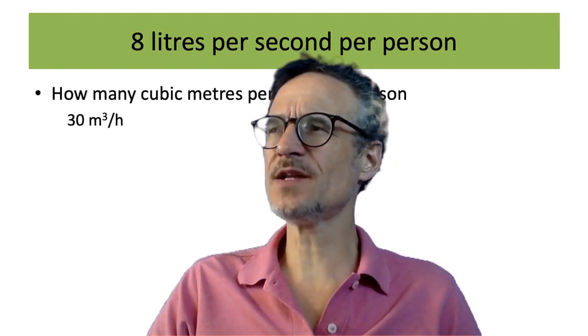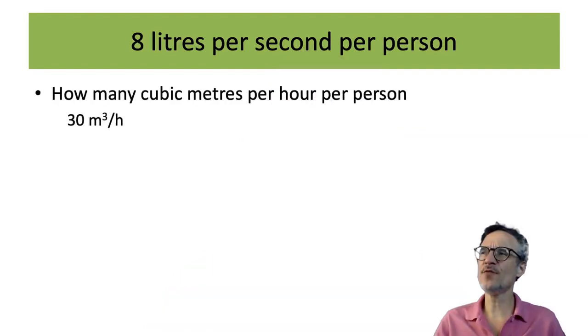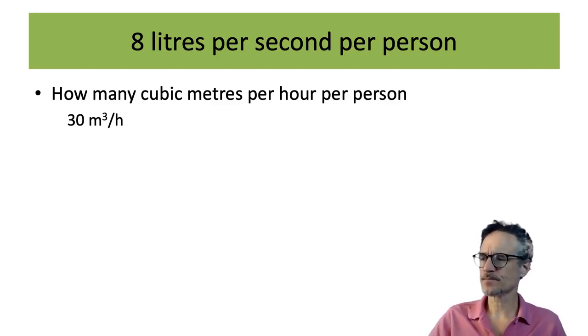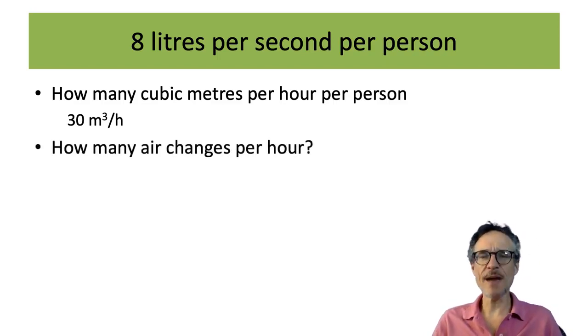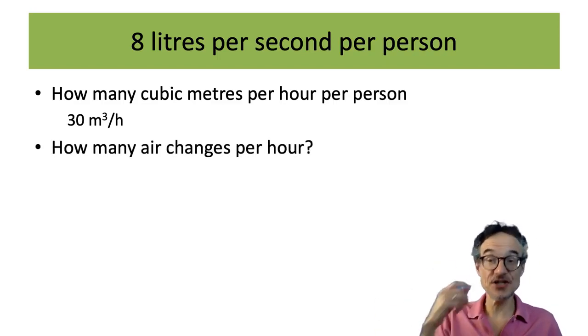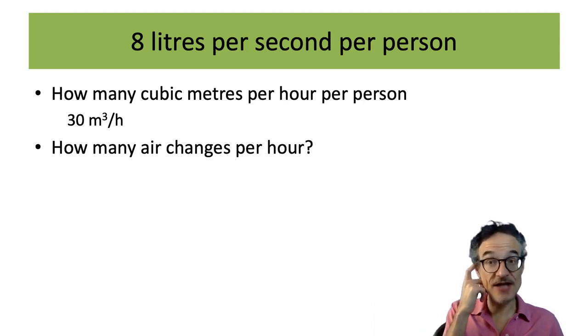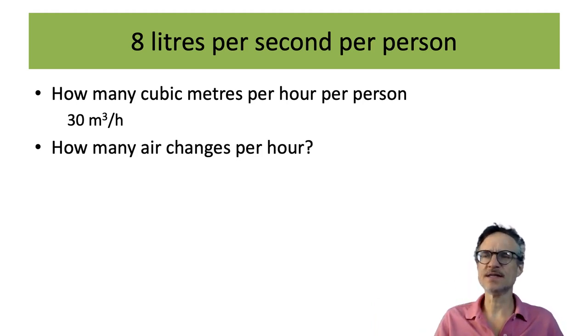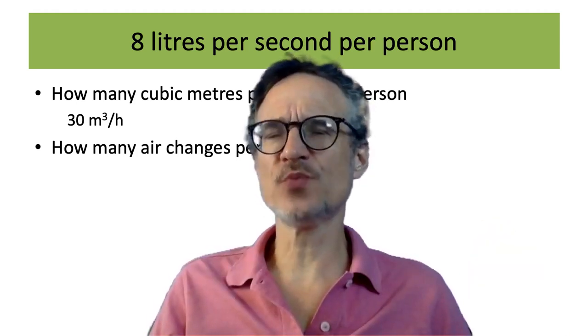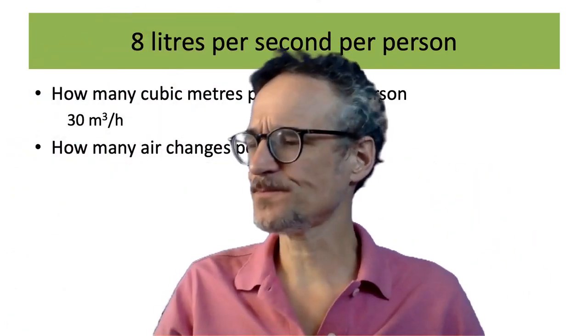What does that mean in terms of the house? So if we look at a house, that's 30 cubic meters per person per hour. We usually measure ventilation also in air changes per hour. So how many air changes per hour is this? To know this, we need to know how big the room is.